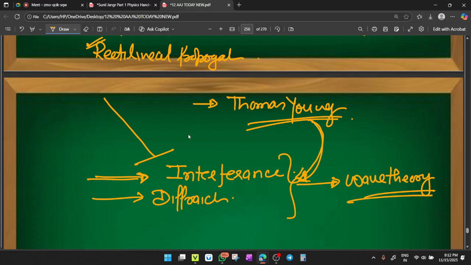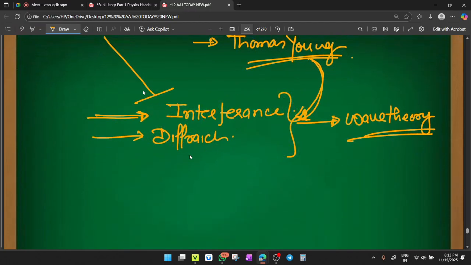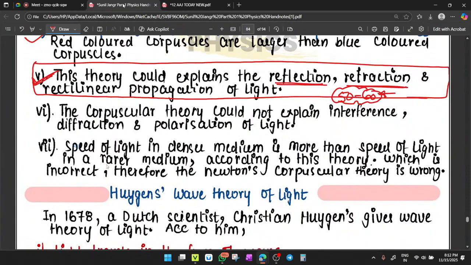And Newton could not explain these phenomena with the help of particle theory or corpuscles theory. Clear or not clear? So the corpuscular theory could not explain interference, diffraction, and polarization. Yes, the corpuscular theory of Newton was unsuccessful in explaining these wave phenomena. These are very important wave phenomena: interference, diffraction, and polarization.